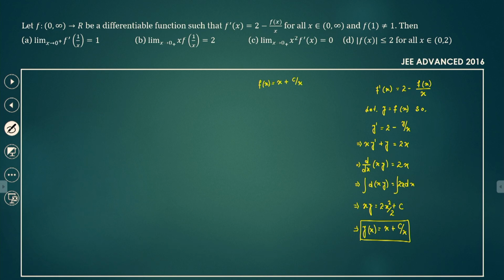Now also the given condition is that f(1) is not equal to 1. So that implies, let's calculate that, 1 plus c is not equal to 1. So therefore it's observed that c is not equal to 0. So that's the important condition. Here c can take any value, but it will not take the value of 0, right?